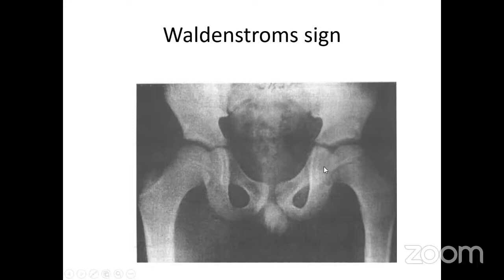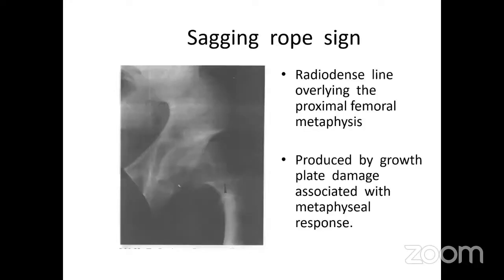So it is seen as widening of the joint space, especially on the medial aspect. How will you know that this is the medial aspect? This is the teardrop and the femoral epiphysis. This distance will be wider. This is called the Waldenstrom sign, and that is seen in Perthes disease.